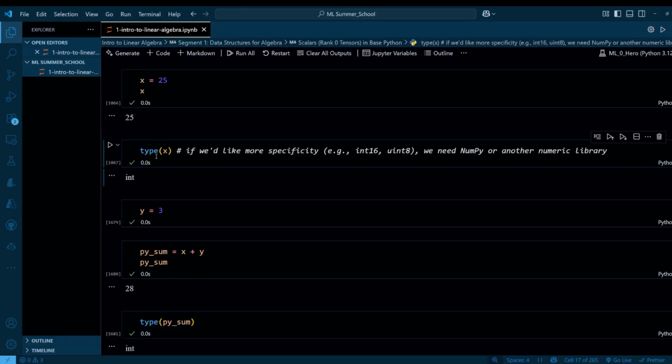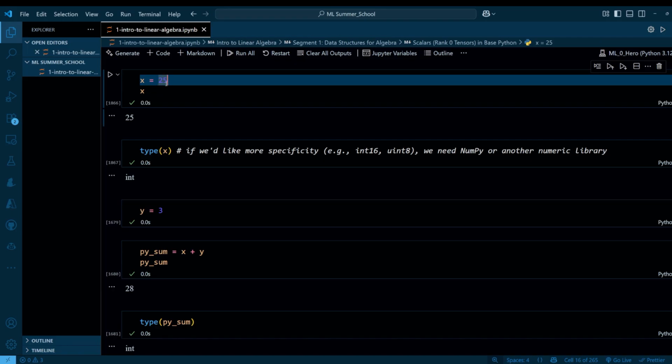Great. So the type of x is basically integer. By default it is integer. We didn't set it. It just understood, because you can see it is 25. So it could understand it is an integer.